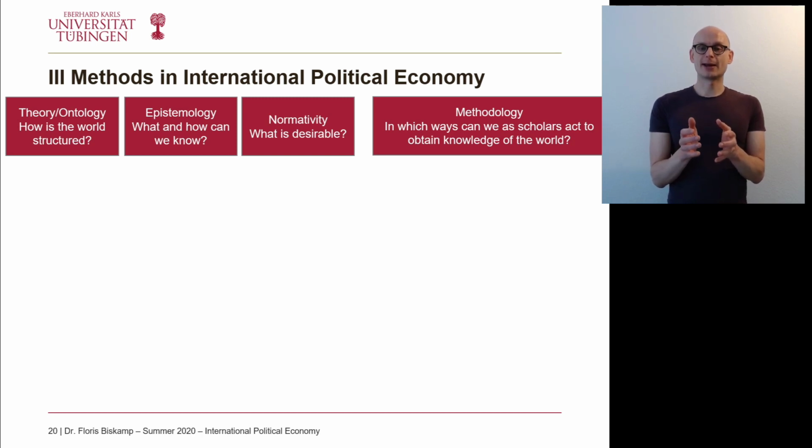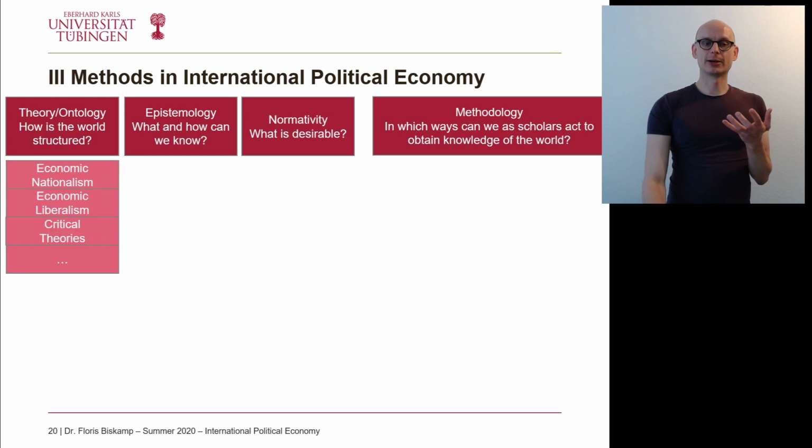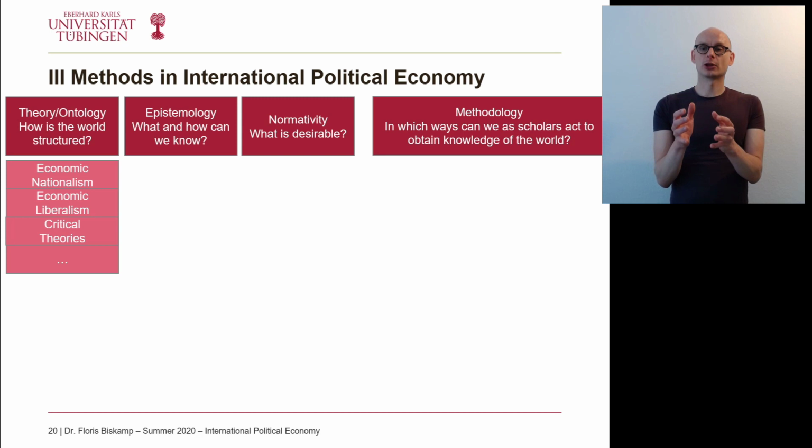The first dimension is the ontology. This is the question, how is the world structured? Here we can distinguish, for example, the three approaches I just sketched. So in economic nationalism, we have the claim that the world is structured by states struggling for power and wealth, or economic liberalism says the world is structured by individuals and businesses encountering on the markets.